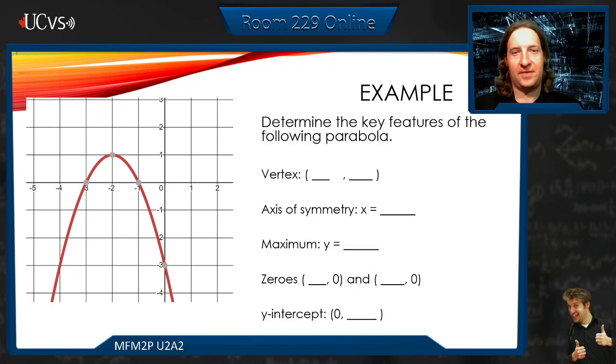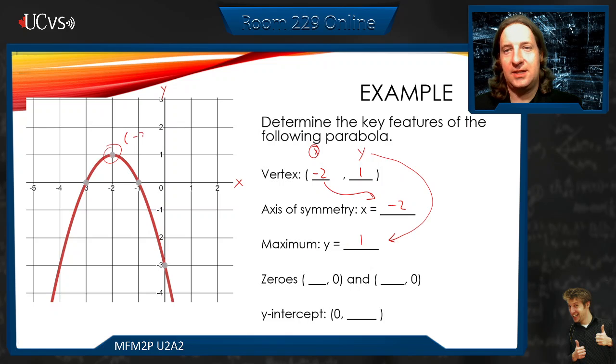Let's try one more. So vertex, that's here, that's my vertex. Remember, I'll always write x first, then y, so always go over first, and then up and down. So I go over -2, up 1. That's my vertex. Then I can take the x value of my vertex and that's my axis of symmetry: x equals -2. The maximum value in this case is going to be 1, because the y is equal to 1. This point is (-2, 1).